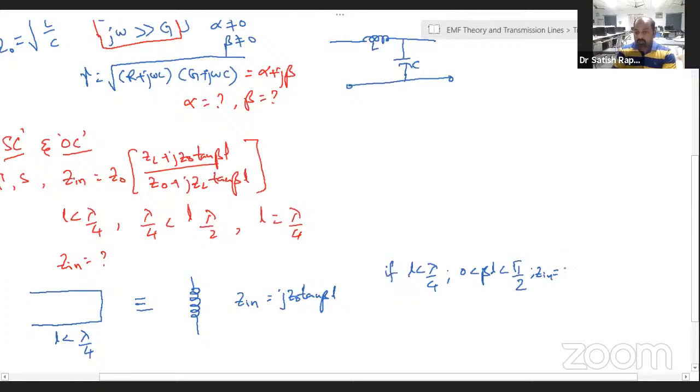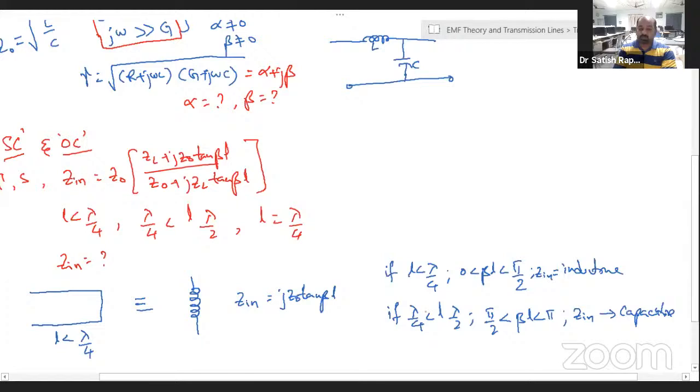So the input impedance is inductive, right? If L is in between lambda by 4 and lambda by 2, beta L is in between pi by 2 and pi, and the input impedance is capacitive, right? You just remember this.